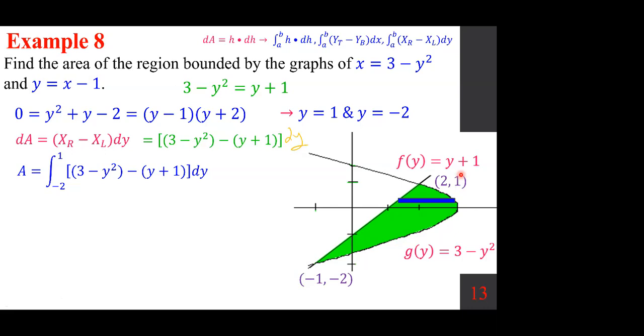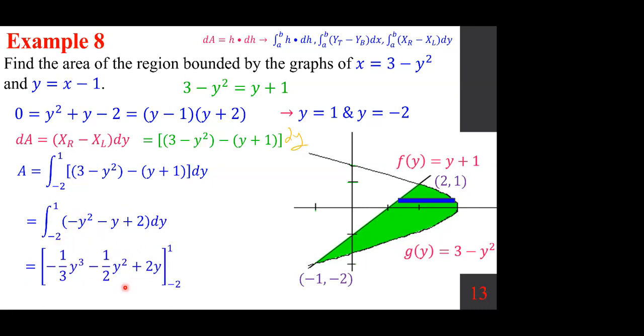And so with that being the case, you have a typical integral to evaluate. Let's simplify. Minus y squared gives you minus 1/3 y cubed, minus y gives you minus 1/2 y squared, plus 2y, we are evaluating from -2 to 1. And I'm going to leave that for you to finish. I give you the final answer, and the answer is 9/2. I hope everybody is comfortable with this. A horizontal strip is used to do the math here.